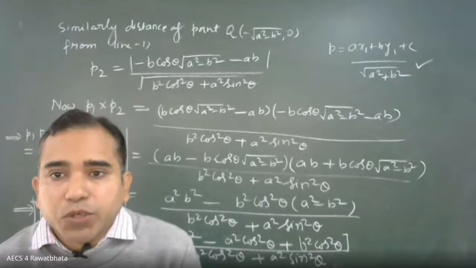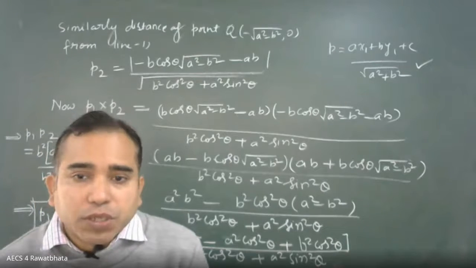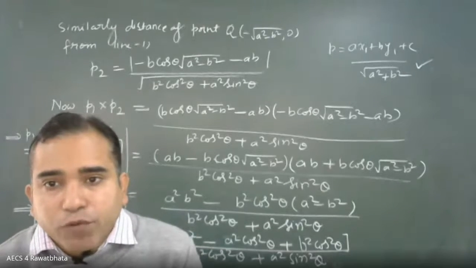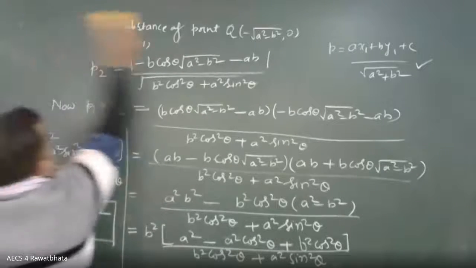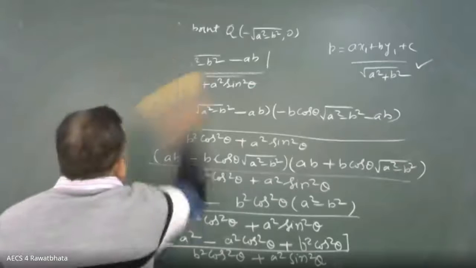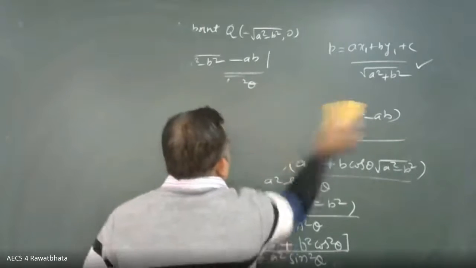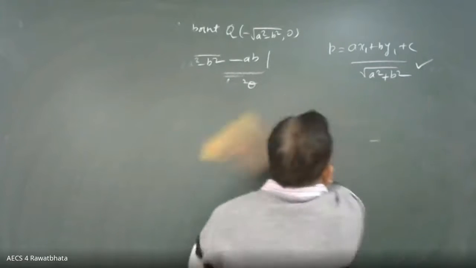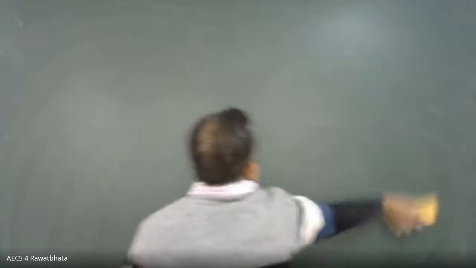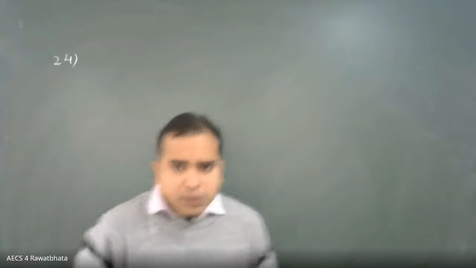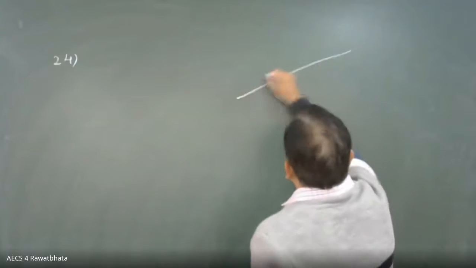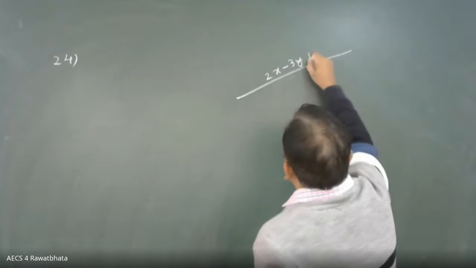Let us move towards the next question, which is the 24th question. Someone please read. Tanmay, Meena, will you read the 24th question? Tanmay? Yes, Tanmay, please. Oh, one minute, Tanmay, can you repeat the equation? 2x minus 3y plus 4 equal to 0.